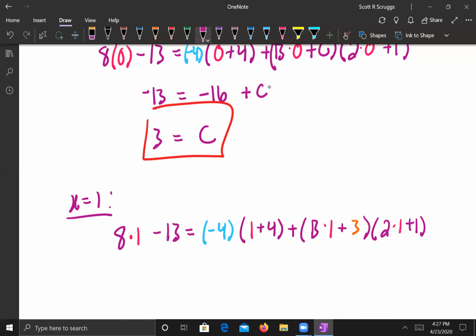And now let's simplify that as much as we can. 8 times 1 is 8. 8 minus 13 is a negative 5. 1 plus 4 is 5. Times negative 4 gives me a negative 20.